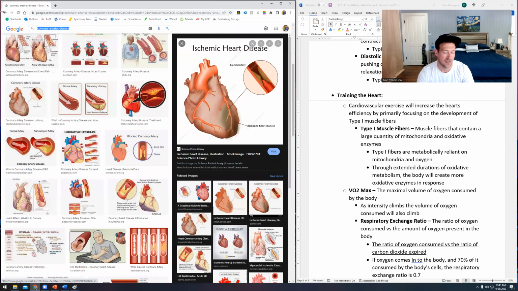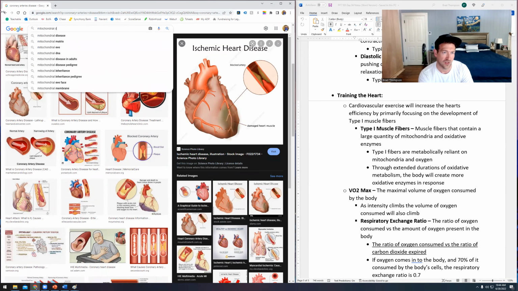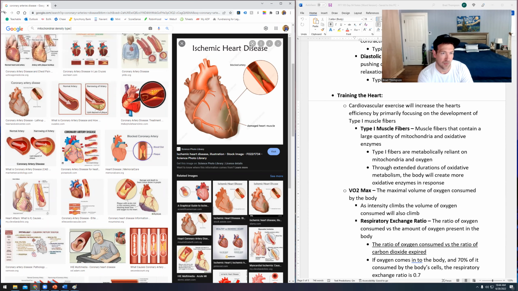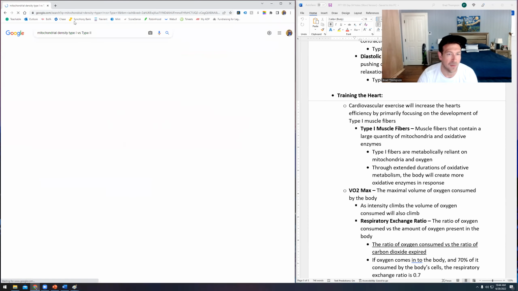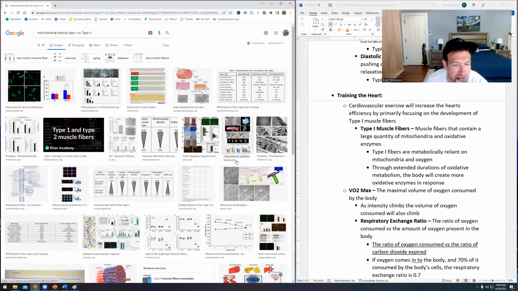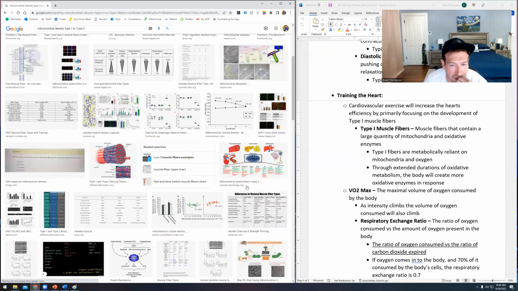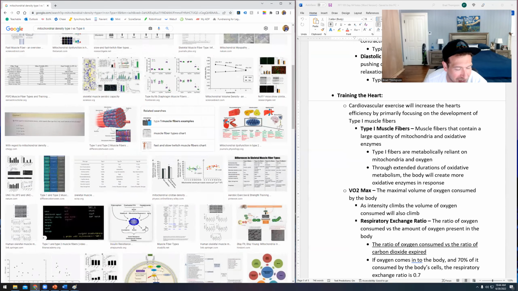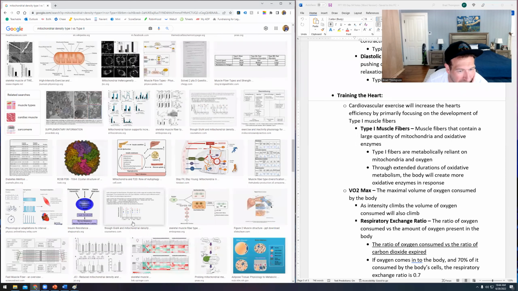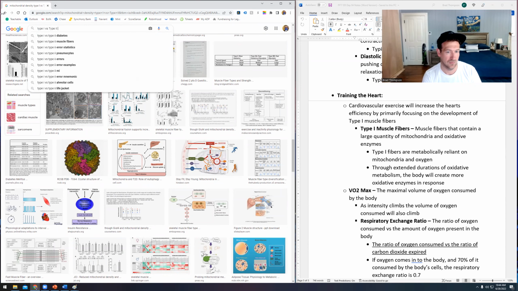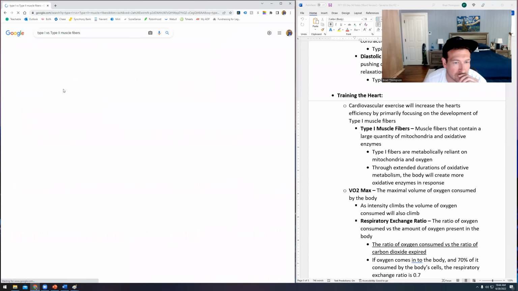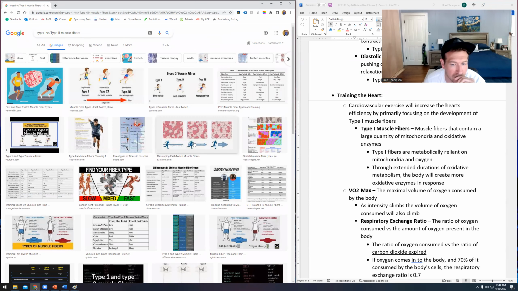If you look at mitochondrial density, picture of this here. I wish I could find a good photo of just a diagram of this without having to actually make one. Yeah, I guess this kind of works.